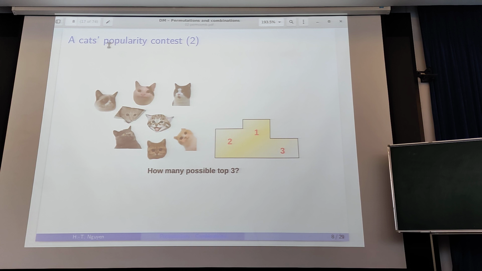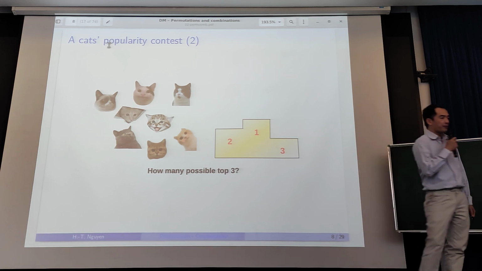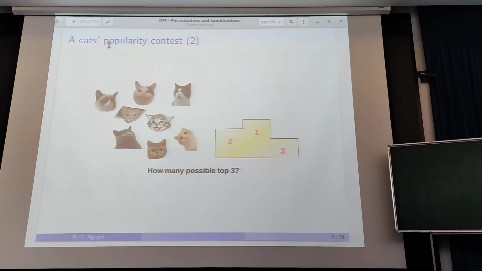And often, we don't have to arrange the whole set. For example, if we return to our contest here, and we are only interested in the top 3 places in the contest, then in this case we don't care about the losers. Okay, so we only care about the first 3 winners. So the question is that if we only count the winners, then how many possible top 3s are there?